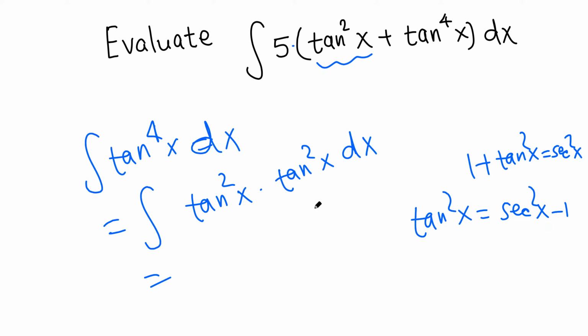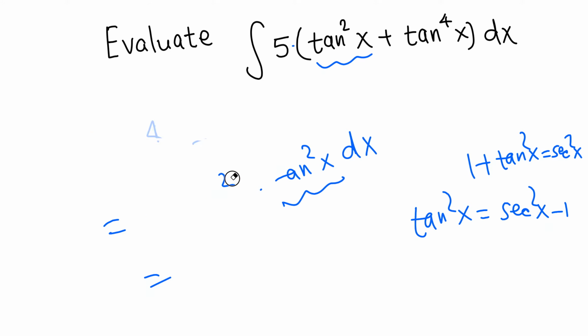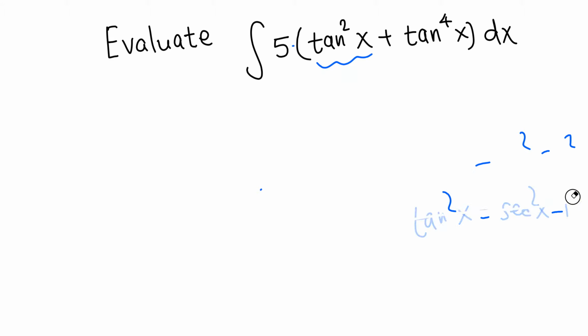Then if we simply change one tangent squared to secant squared minus 1, we have tangent squared times the quantity secant squared minus 1. And we know that the derivative of tangent is secant squared. That means we can use u substitution. So we need to go into this approach, okay? Tangent to the fourth is tangent squared times tangent squared, and tangent squared is secant squared minus 1. And the first part was not bad. Okay, let's do it.